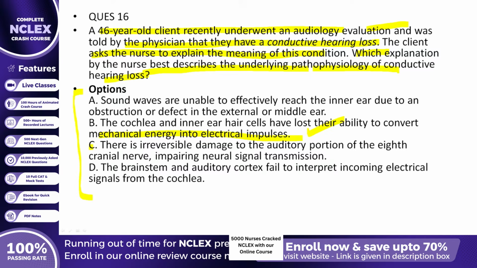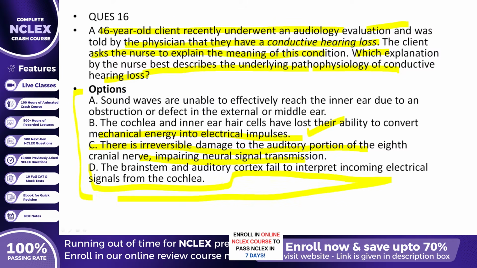Option C explains that there is irreversible damage to the auditory portion of the 8th cranial nerve, impairing neural signal transmission. And finally, Option D proposes that the brainstem and auditory cortex fail to interpret incoming electrical signals from the cochlea. The correct answer is Option A.